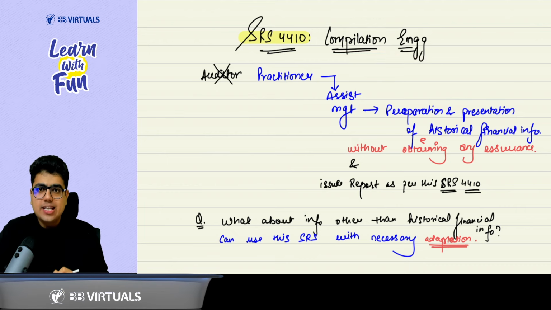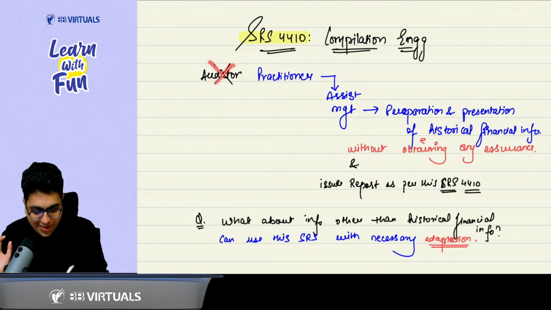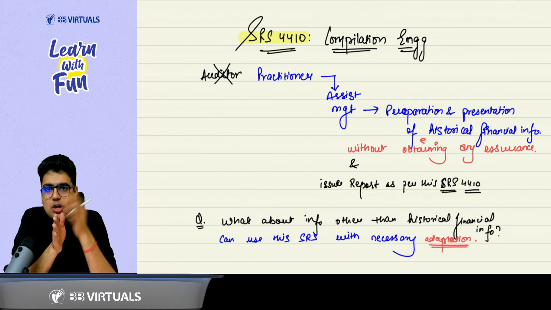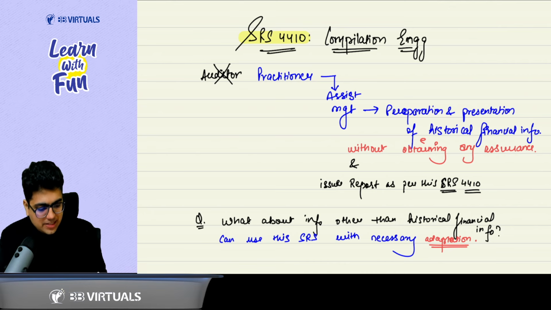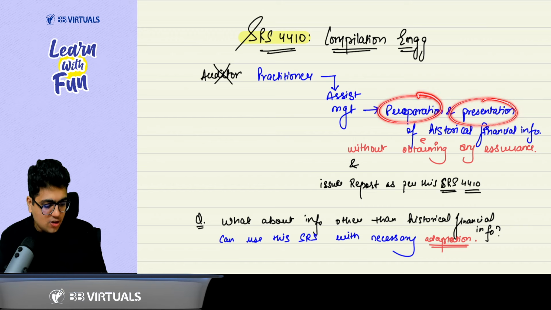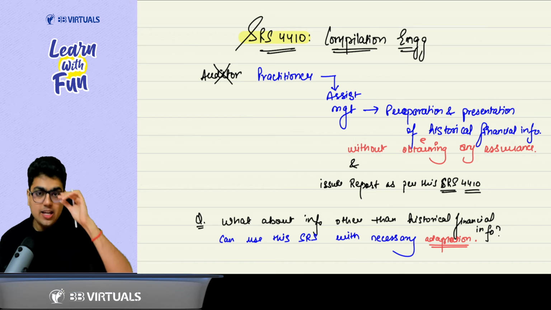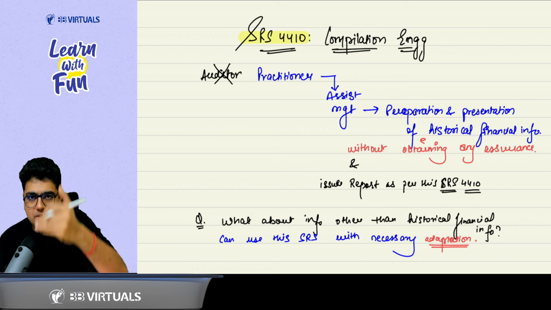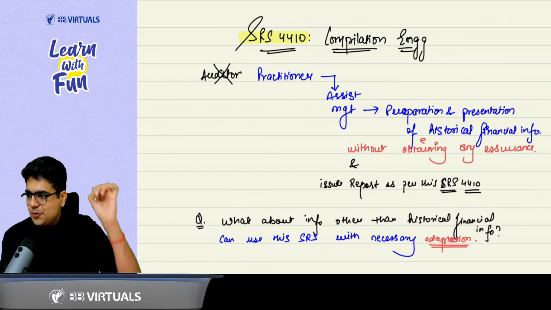In the compilation engagement, the auditor, practitioner, right? Not the auditor, but the word used is practitioner. The practitioner is required to assist the management. So basically now we have moved from the audit side to the management side. Now you are going to assist the management in the preparation and presentation of historical financial information without giving any assurance, without verifying, without checking anything. You are just assisting the management in preparation of financial information and issue your report as per SRS 4410.